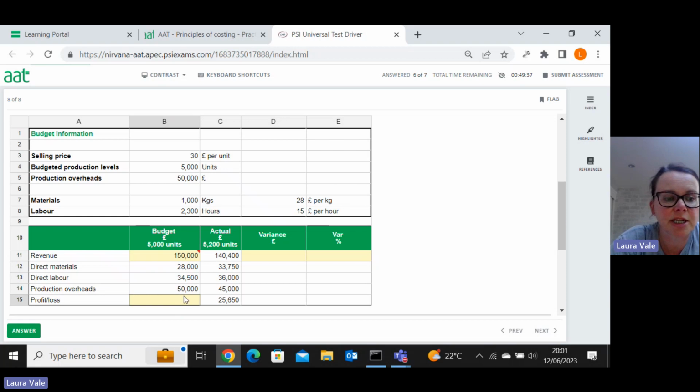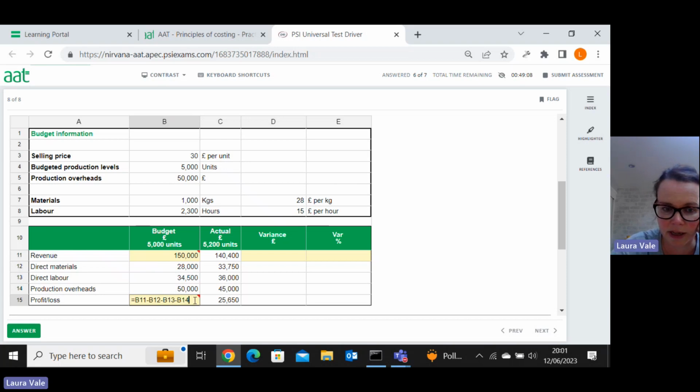So to work out the budgeted profit or loss, we want to do that revenue number minus all three of these added together. We did do a little experiment, and if you do equals B11, and then just go minus B12 minus B13 minus B14, it would appear you don't get the mark for it, even though it does give you the right number.